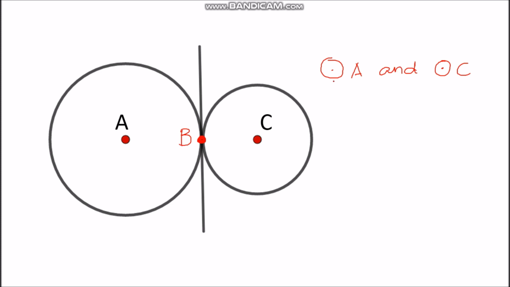Okay, so to check if the two are externally tangent circles, first they should have a common point of tangency. So we already have that. Next is the centers lie on opposite sides. As you can see, circle A is on the left and circle C is on the right. So with that, we can say that circle A and circle C are externally tangent circles.